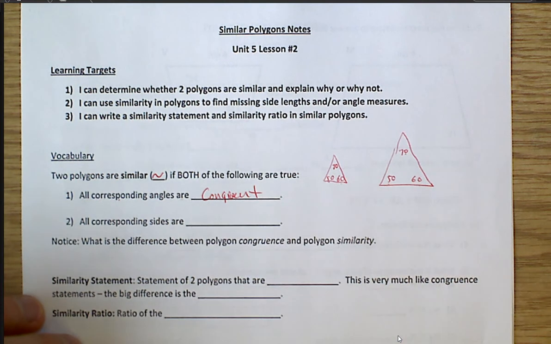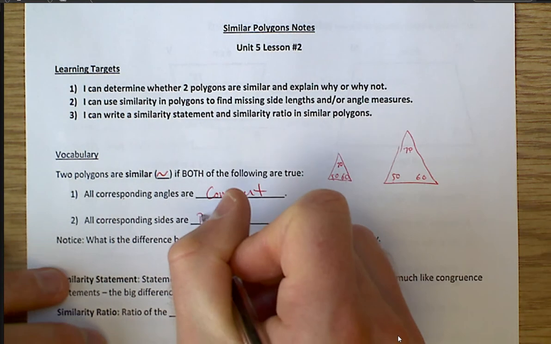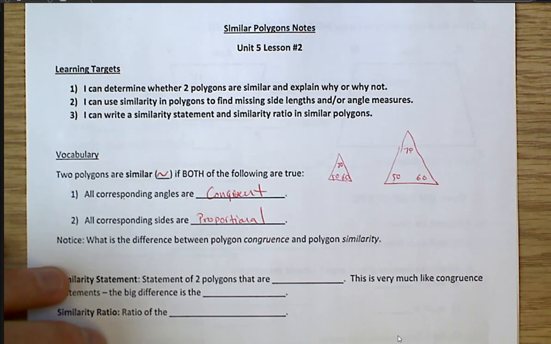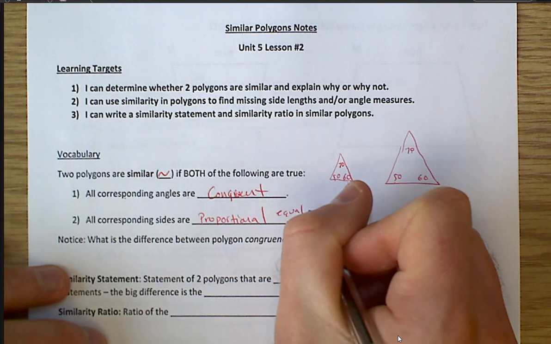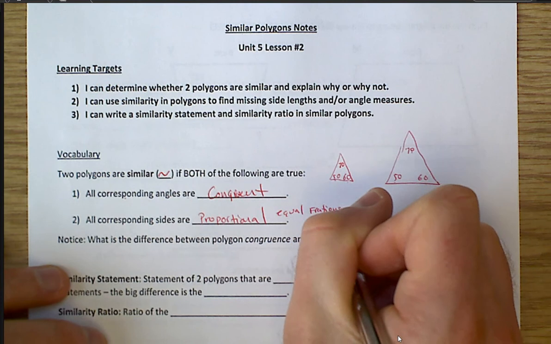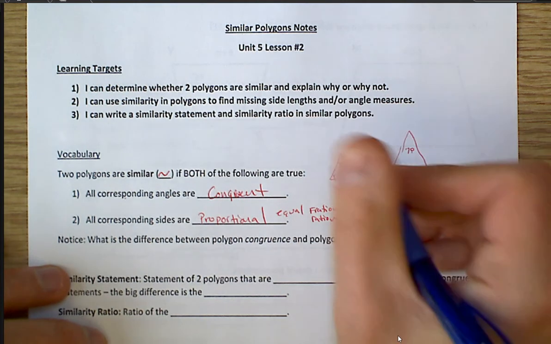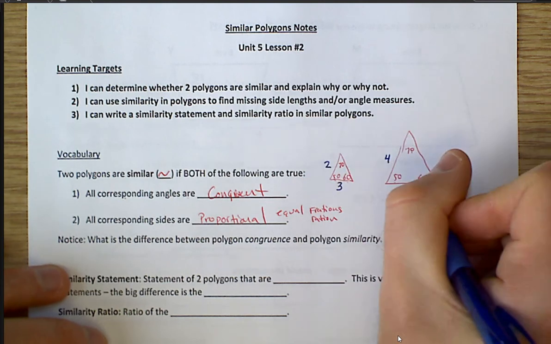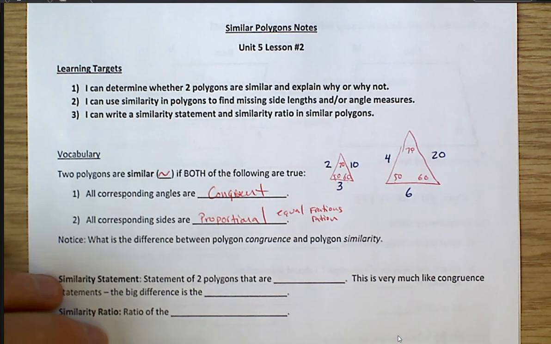Number two, all corresponding sides are proportional. Now you just learned what a proportion was, right? Equal fractions, or equal ratios is what we say. Okay, so let me give you an example of that on this same picture. That's 2 inches, that's 4 inches, that's 3 inches, that's 6 inches, that's 10 inches, that's 20 inches. Okay? So take a look.